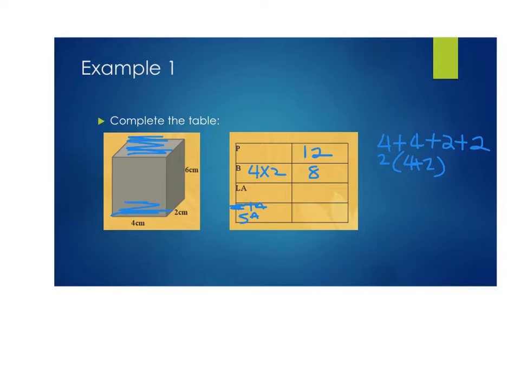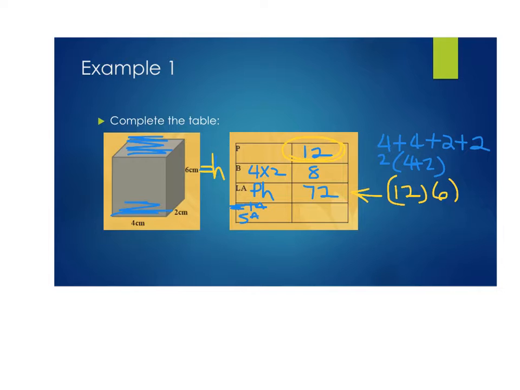To find the lateral area, we're going to do perimeter times height. This 6 is our height. I guess I should do another color here. So the height is the 6. The perimeter we already calculated up here, and it's 12. So for the lateral area box, I'm going to do 12 times 6, which is the height, and I get 72.